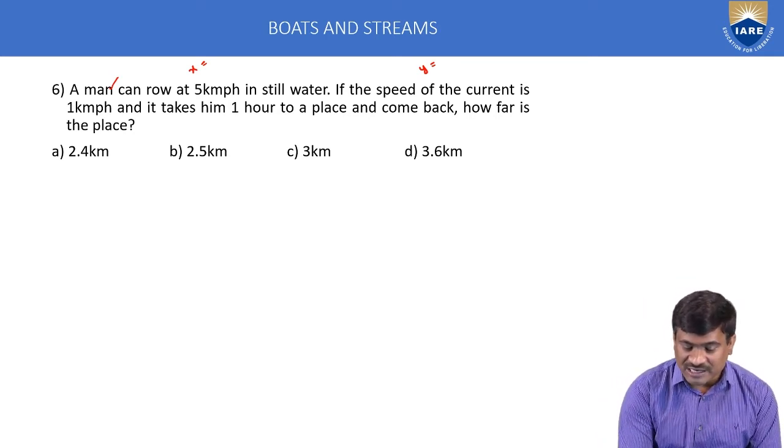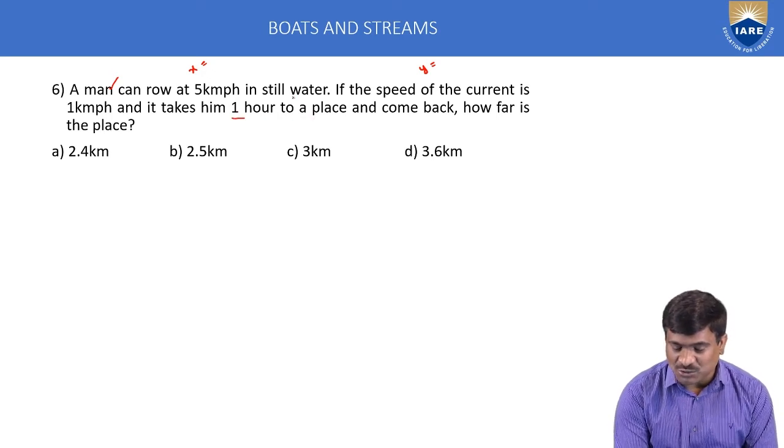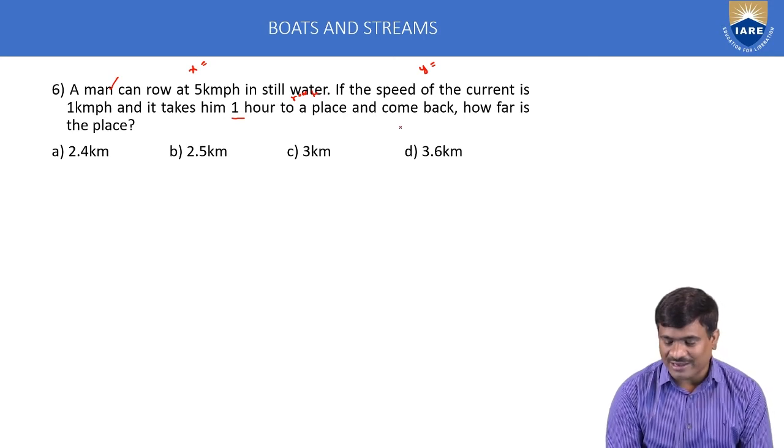And it takes him 1 hour to row to a place and come back. How far is the place? You need to find only the distance. Here, underline that come back indicates upstream.